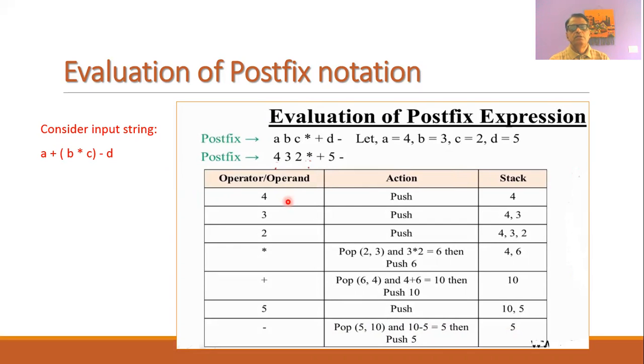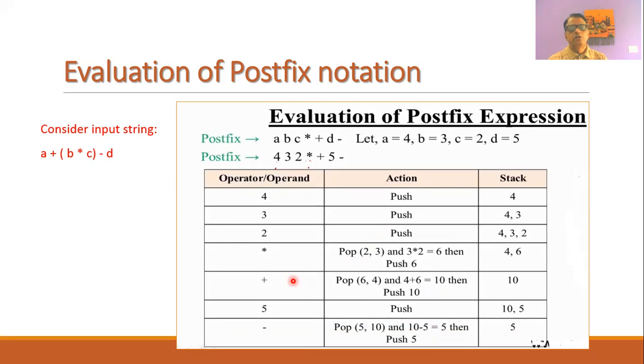So suppose the first symbol is 4, then we will perform an action of push where the number 4 will be pushed onto the stack. The second symbol is 3, we will perform the push action where the number 3 will be pushed onto the stack. Then the next is 2, where we will perform the push action where the number 2 will be pushed onto the stack. Then there is an operator star, that is we need to multiply the top 2 symbols of the stack, and therefore we will pop off 2 and 3 from the stack. We will perform the multiplication, and then we will push the symbol 6 onto the stack.